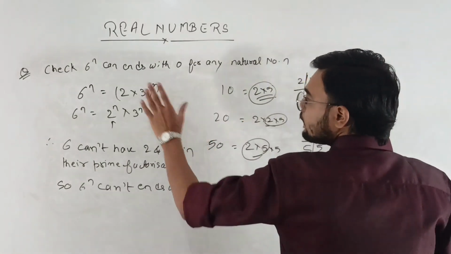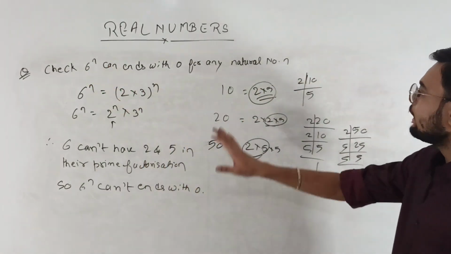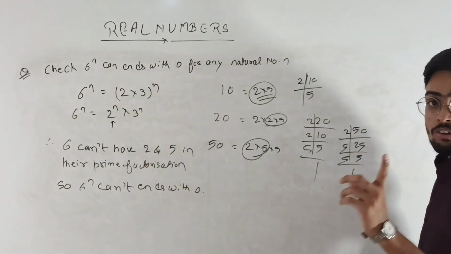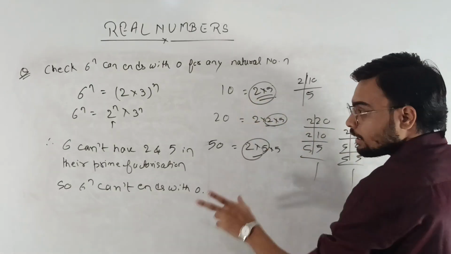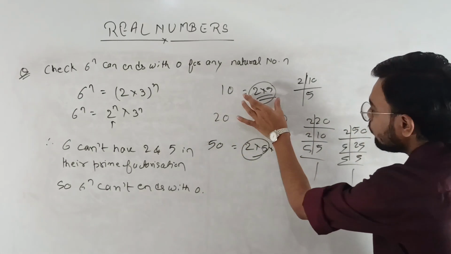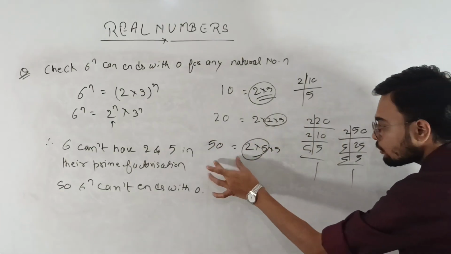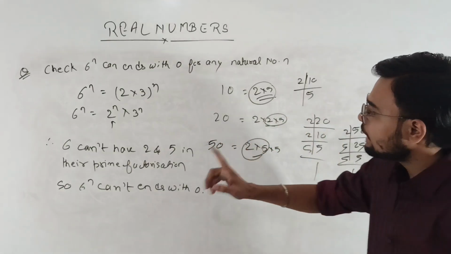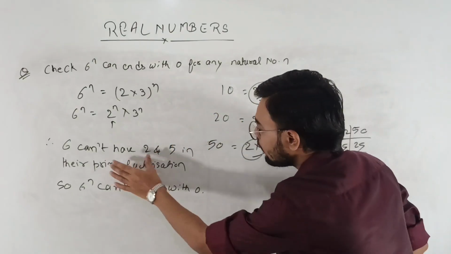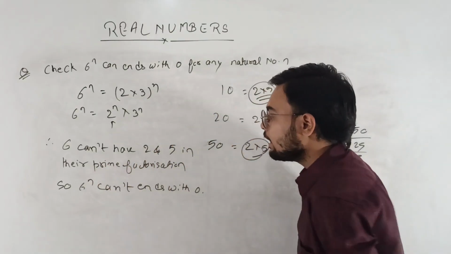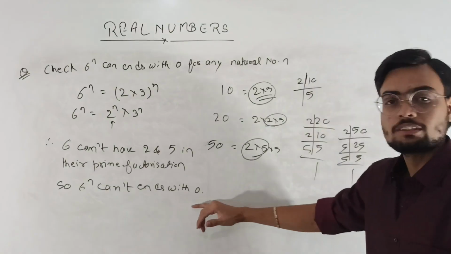The question is: check whether 6 to the power n can end with 0 for any natural number n. So to end with 0, a number has to have both 2 and 5 in its prime factorization. Look, 10 has 2 and 5, 20 also has 2 and 5, 50 also has 2 and 5 in its prime factorization, and 6 has 2 and 3, only 2, not 2 and 5. Therefore 6 cannot have 2 and 5 in its prime factorization. That's why 6 to the power n cannot end with 0.